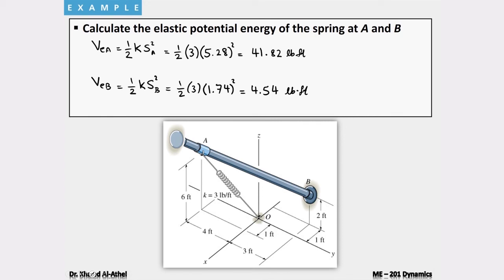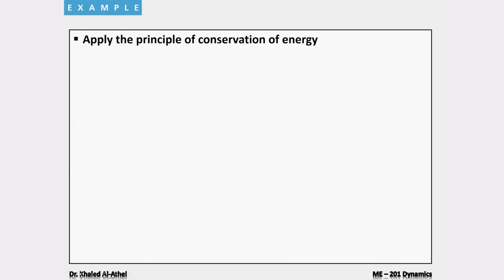Now, finally, what I need to do is just apply the principle of conservation of energy. So I have TA plus VA should equal T at B plus V at B. And that's why I say always don't try to solve everything inside this. If you try to do TA and compute VA, put the potential energy of the spring, of the weight and everything, you're going to confuse yourself. So I computed everything separately, and now all I have to do is just add them.